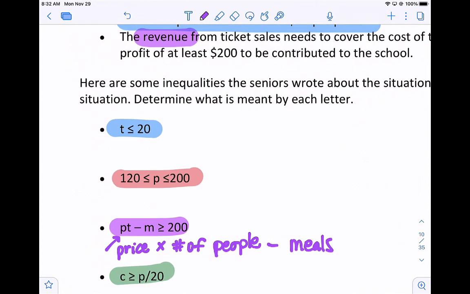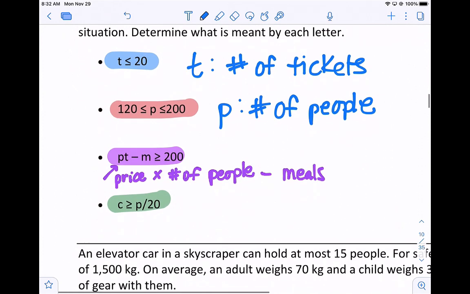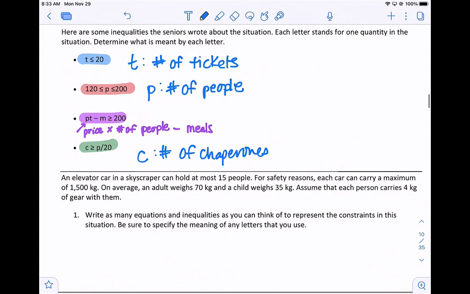Okay, so determine what is meant by each letter. T is the number of tickets. P is the number of people. And C is the number of chaperones. Okay, so those ones, they wrote the inequalities for us. So now we're going to see if we can come up with inequalities for each situation.